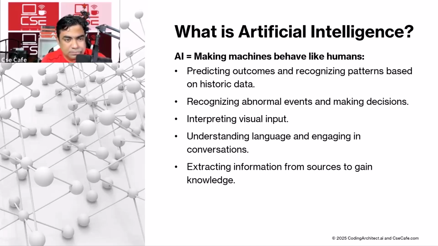It can also interpret visual input, like the computer vision area, right? So it can detect, okay, something is wrong and then notify. You have self-driving cars. And then AI can understand language and engage in conversations.